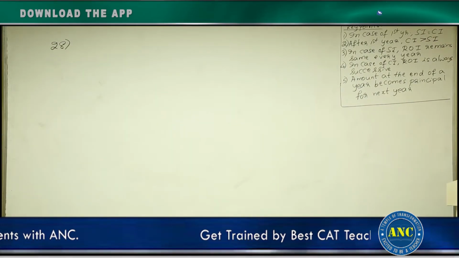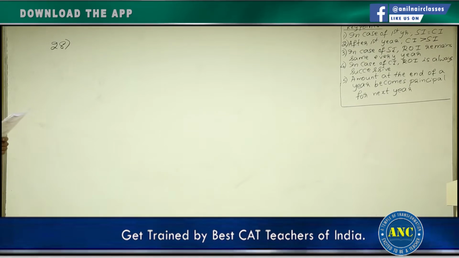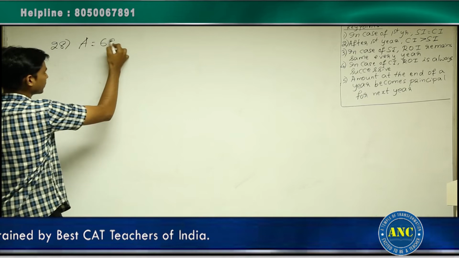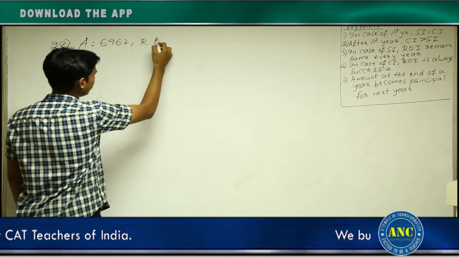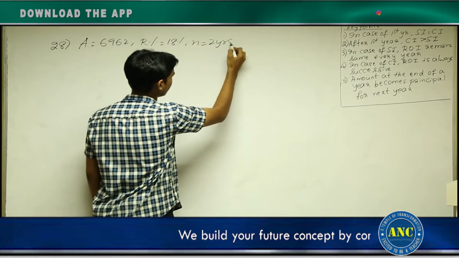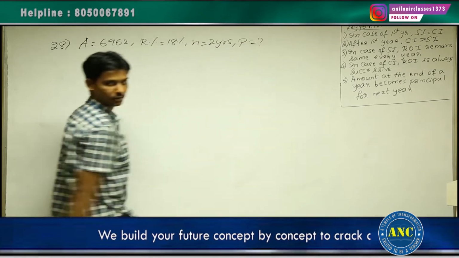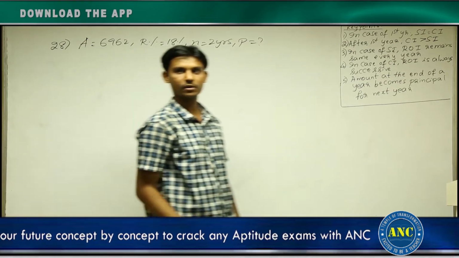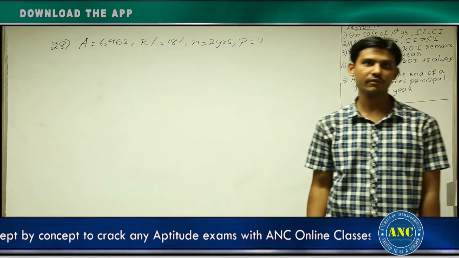Find the principal. If the amount for 2 years at 18% per annum rate of interest is 6962. Amount is given as 6962. Rate of interest is given as 18%. Number of years is given as 2 years. Find the principal. Everyone knows what the digital sum concept is? New students? Everyone?